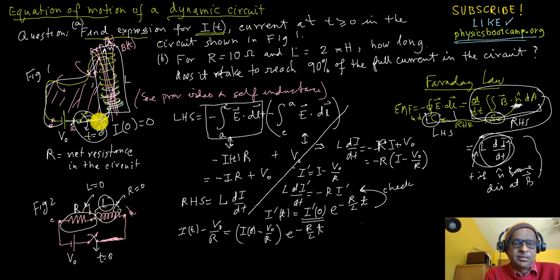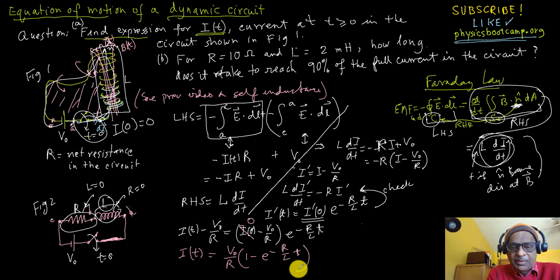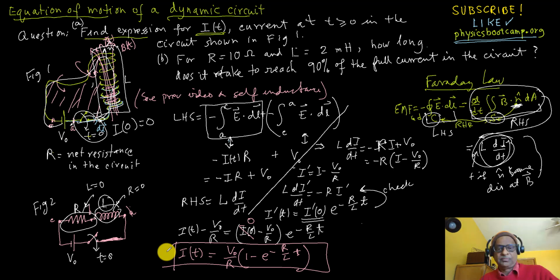So the current here is 0. So this will be 0, and so if I transfer over here, I of t is going to be simply V0 over R times 1 minus e to the power minus R over L t. So that's the answer. That's for part A. Okay.